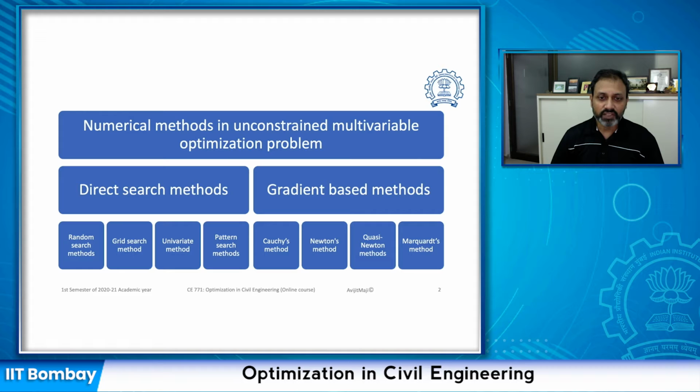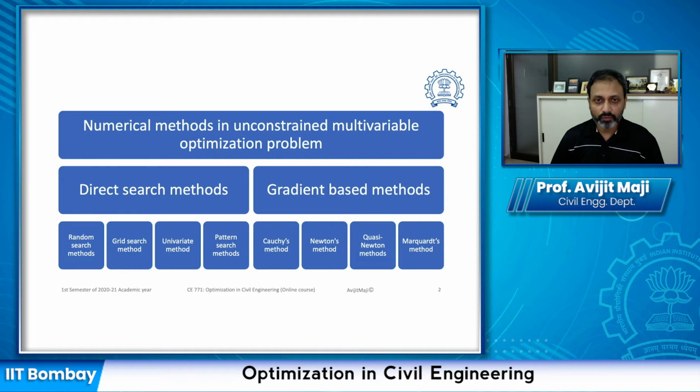Today we are going to discuss the gradient based method which can be used in solving the multivariable optimization problem. The gradient based method, we have already discussed in the classical methods of optimization for the multivariable objective function as well. However, today we are going to discuss the numerical methods which can be employed to solve the multivariable optimization problem using the gradient information.